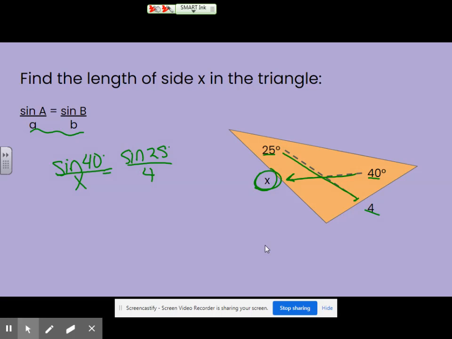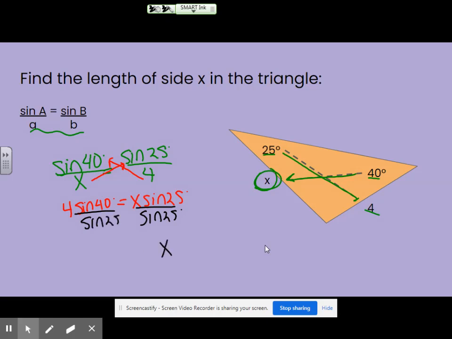And just a reminder that means I'm multiplying my denominator across the equal sign to get into the numerator of the other side, and vice versa. So what do I get? 4 times the sine of 40 degrees equals x times the sine of 25 degrees. If we remember from algebra, whenever I'm solving for something, in this case our side length x, I want to get my variable on one side and everything else on the other side. So I'm going to divide both of my sides by that sine 25 degrees.